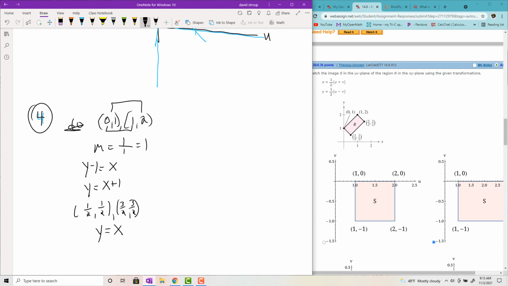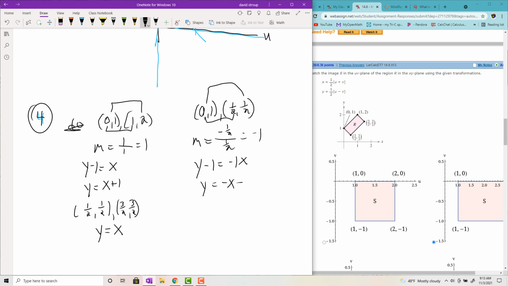It may not be clear to you, but you could get the slope and do the point slope formula to get there if you need to. Anyways, the other points, 0, comma 1 to 1/2, comma 1/2. So the slope there, 1/2 minus 1 is minus 1/2, all over 1/2 minus 0 is 1/2, so that's negative 1. So y minus 1 will equal negative 1 times x minus 0. So y would equal negative x plus 1.